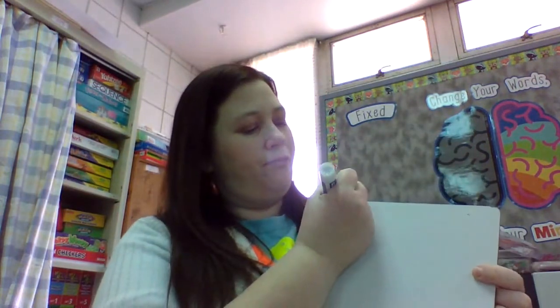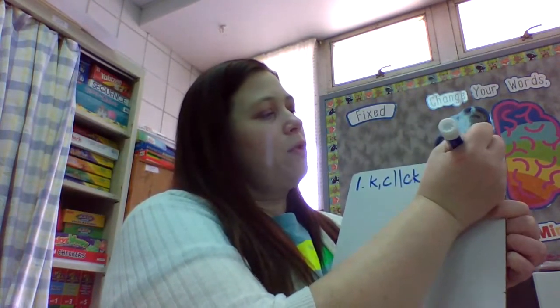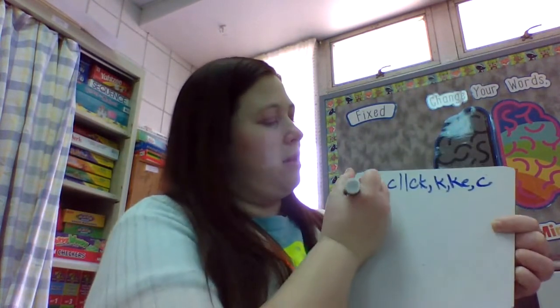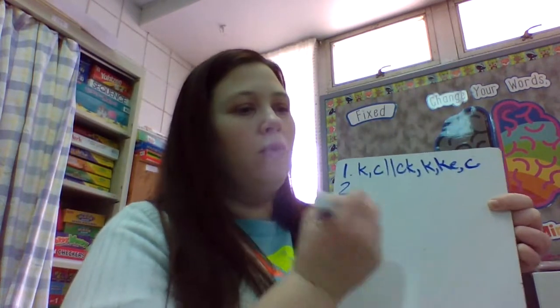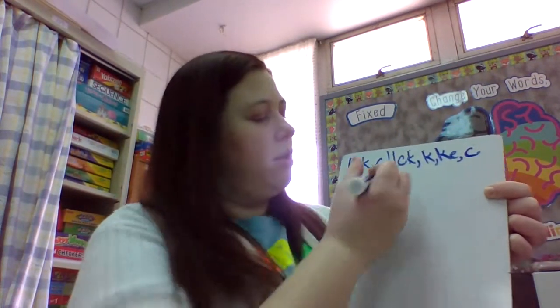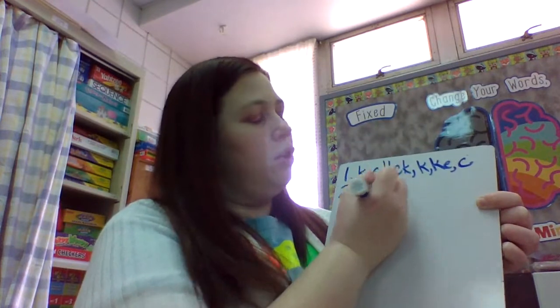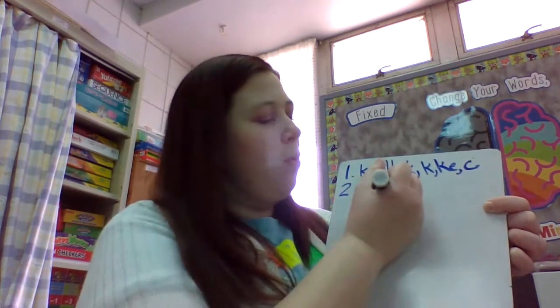All right, number 1. We have the k sound. Remember, we use a lot of letters to make this k sound. We can spell it K, comma, C, or as a final sound, it could be CK, comma, K, comma, KE, or C.